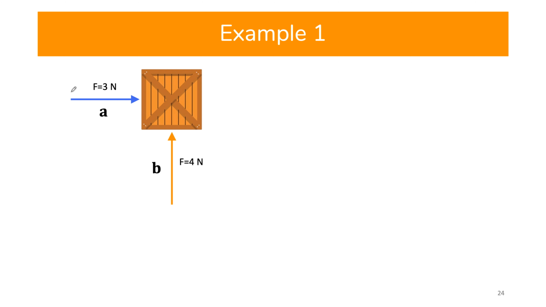So this force is pointing to the right with a magnitude of 3 newtons. Let's call it a vector A. Another force pointing upward with a magnitude of 4 newtons is called B. We are going to add these two vectors A and B together, and let's call it C. C is equal to B plus A. Again, I can say that C is equal to A plus B, but they are the same thing.